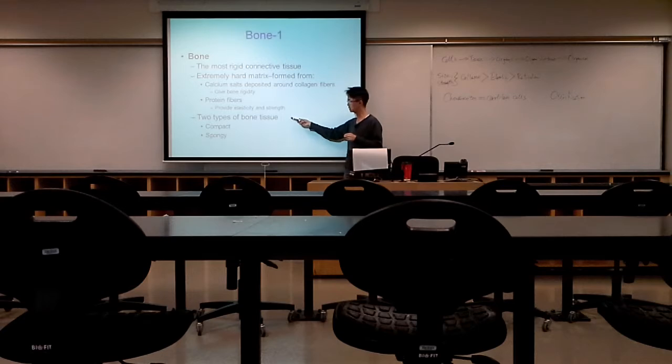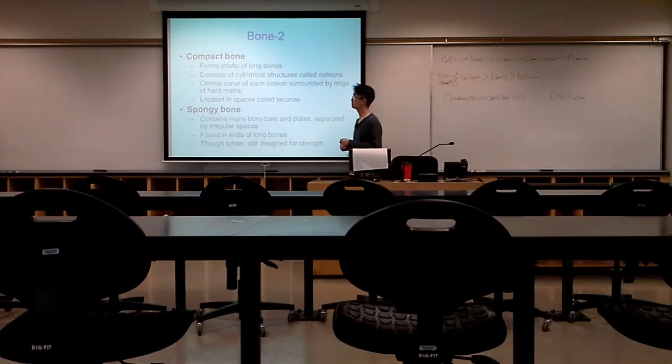We have two types of bone tissue, compact bone and spongy bone. The compact bone forms the shaft of the long bone. So it is like most of what we think about when we think of the bone, the hard long bone. Those are the compact bone.